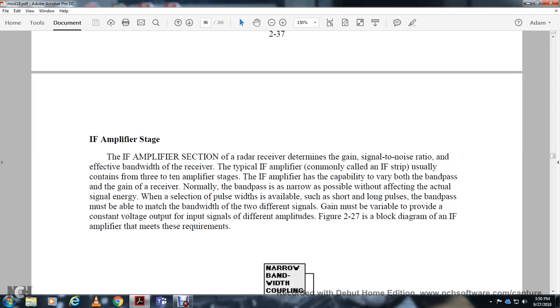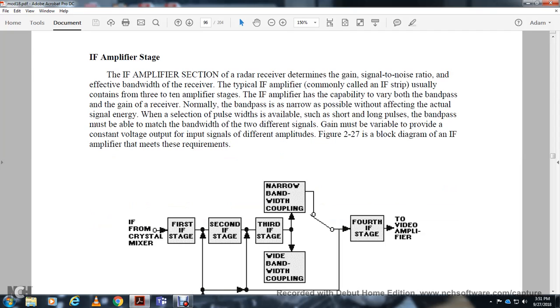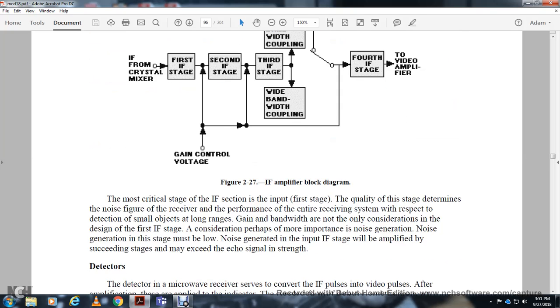The selection of the pulse width is available, such as a short or long pulse. The bandwidth must be able to match the bandwidth of two different signals. Gain must be variable to provide a constant voltage output for input signals of different amplitude. The intermediate frequency amplifier must meet these requirements. The intermediate frequency from the crystal mixer goes to the first intermediate frequency stage, the second, the third with narrow band coupling, and the fourth stage with wide band coupling. The gain is controlled by a control voltage.